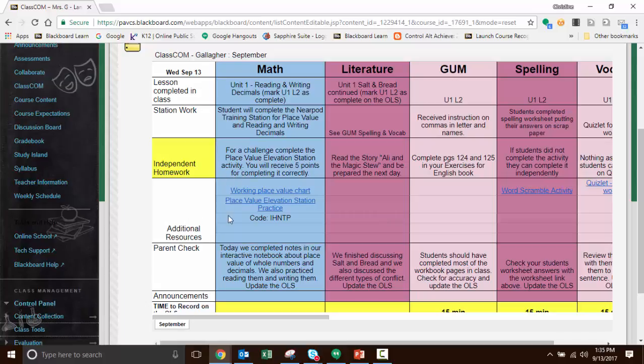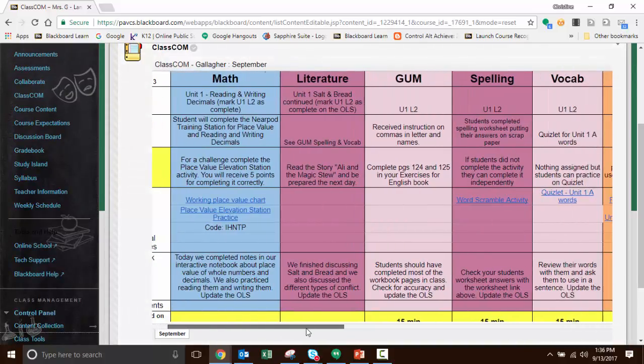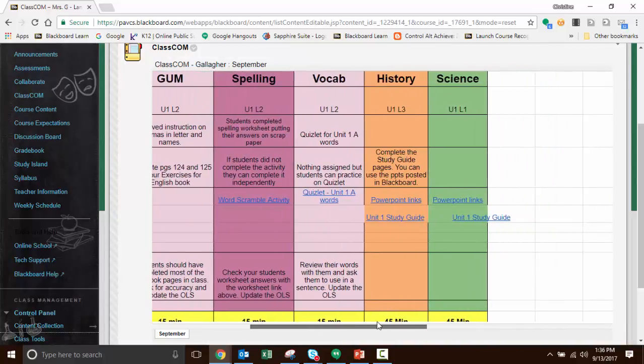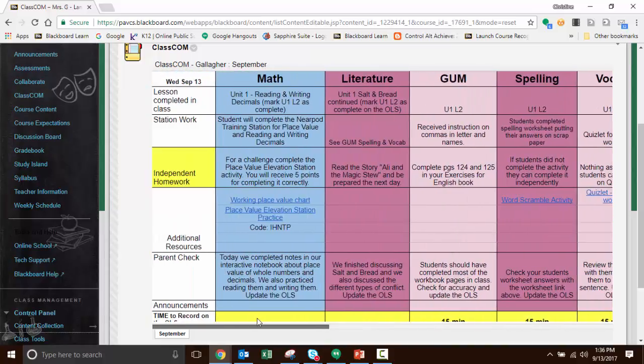These are the additional resources. And there's a parent check. Parents, please pay close attention to that. So, please make sure that you're checking Class Comm. You can scroll across and it tells you everything that we did for spelling, vocabulary, and then of course highlights certain things for science and history.